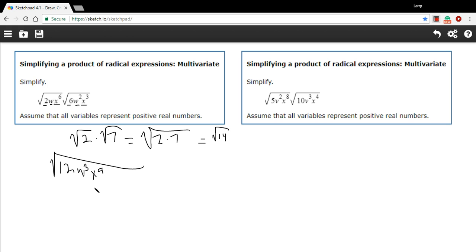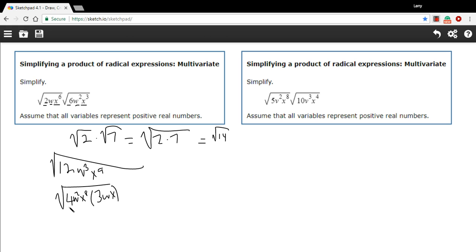Okay, so here's my big radical expression. What I want to do now is pull out whatever perfect squares I can, take square roots of things. So let me factor this into some perfect squares. 12 is 3 times 4, so I'm going to pull a 4 out, and that would leave a 3. And then a w to the third power, I'm going to pull out a w to the second power, leaving a w. And x to the ninth, I'm going to pull out an x to the eighth, which would just leave an x. Okay, so now I've got two factors here, and this one is a perfect square.